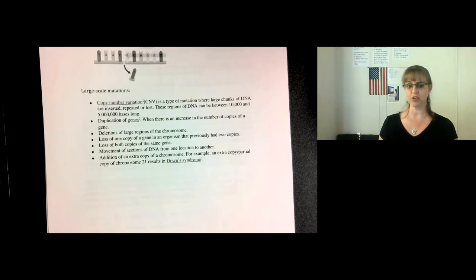We're probably pretty fortunate that we don't have any more mutations than we already do, because mutations almost always are bad. Very few mutations are beneficial. The only one I know of is sickle cell anemia.